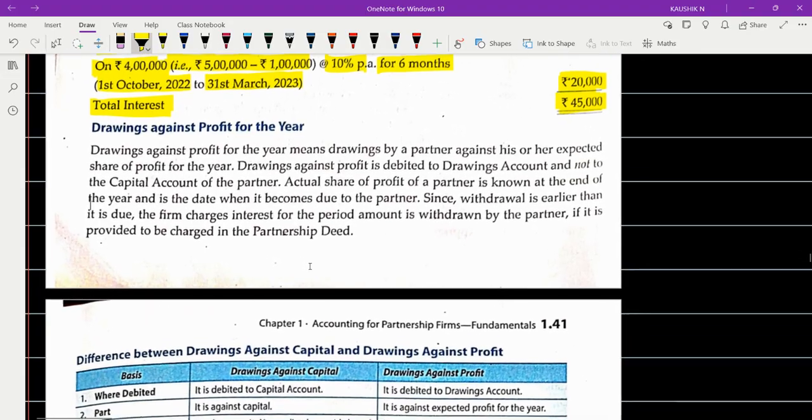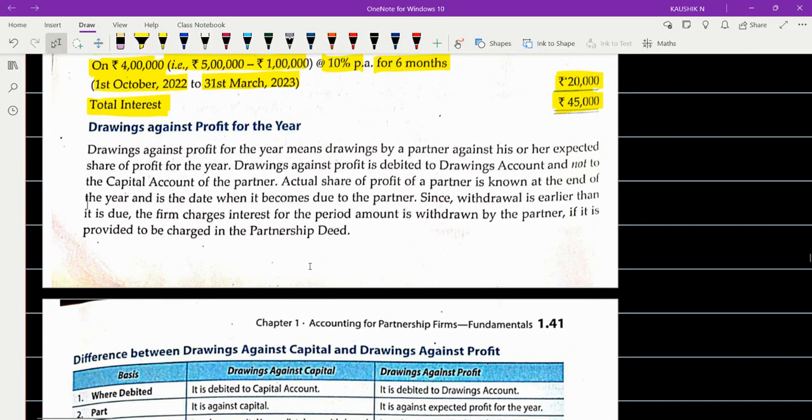Okay. Let me also complete the concept of drawings against profit for the year, with which we'll close today, and we'll go with the problems and the concepts relating to interest on drawings in the next session, tomorrow. Now comes drawings against your profit for the year. Drawings against the profit for the year means drawings done by the partner against his or her expected share of profit from the business.